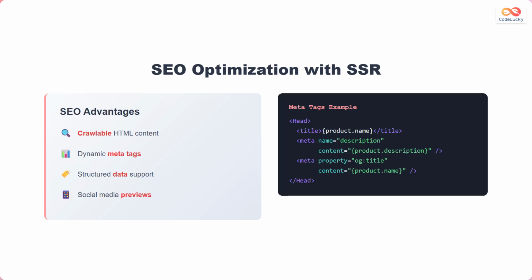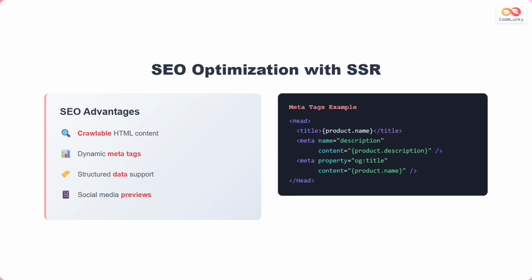Server-side rendering provides significant SEO advantages that are difficult to achieve with client-side rendering alone. Search engines can easily crawl and index pre-rendered HTML content, ensuring your pages appear in search results. Dynamic meta tags allow you to customize titles, descriptions, and social media properties for each page based on the actual content. Structured data support enables rich snippets in search results, improving click-through rates.